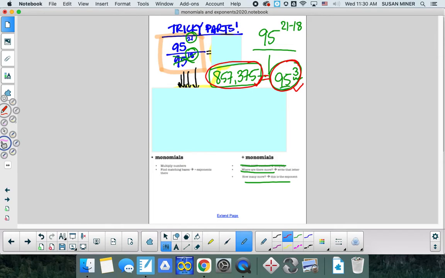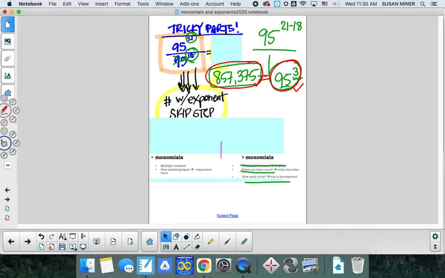So you can leave it as an exponent, or you can write it out as a number. What have I got under here? Oh, so here's a key. If I have a number with an exponent on it, I need to skip step 1 and not do it. I'm not going to multiply or divide first if my number has an exponent on it, because it becomes a base. This is now a base instead of a plain number.